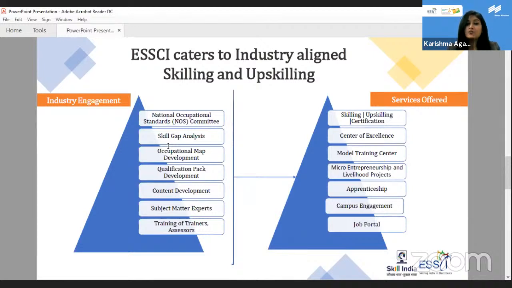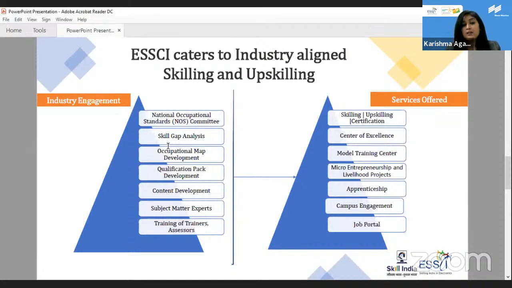So we are setting up the occupational map, and on the basis of that we are developing the qualification pack. It's a complete qualification pack which includes the level-wise qualification, level 1 to level 10, as per the eligibility criteria and the skill requirements which we are getting from the industry. On that basis we are developing the content and curriculum. We again have subject matter experts from the industry who are supporting us to develop the content and curriculum, and the training of the trainers and assessors who are going to deliver the training program on the ground level.